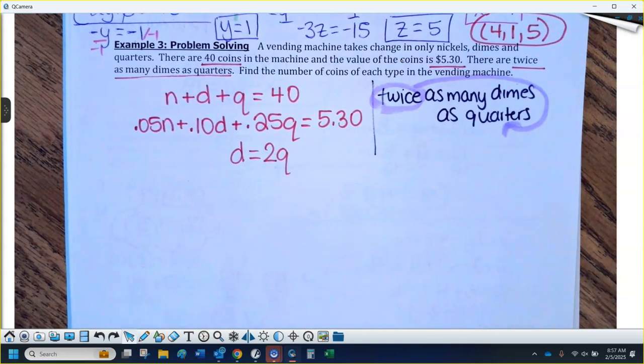Now if I was doing this question, I would definitely do substitution, at least to start, because this one equation is a really tiny little equation and it doesn't even involve the nickels at all.